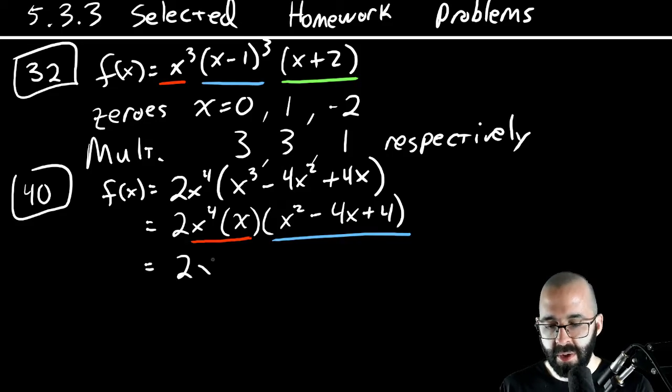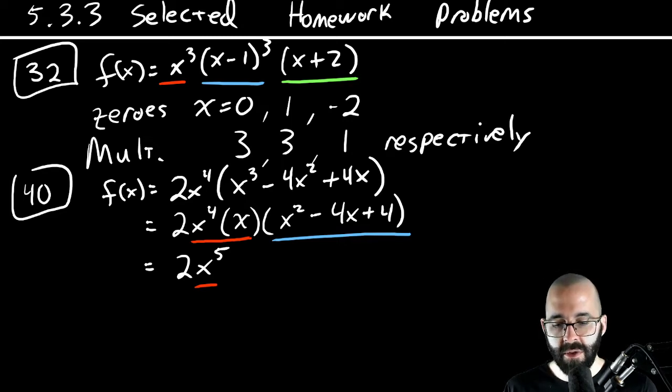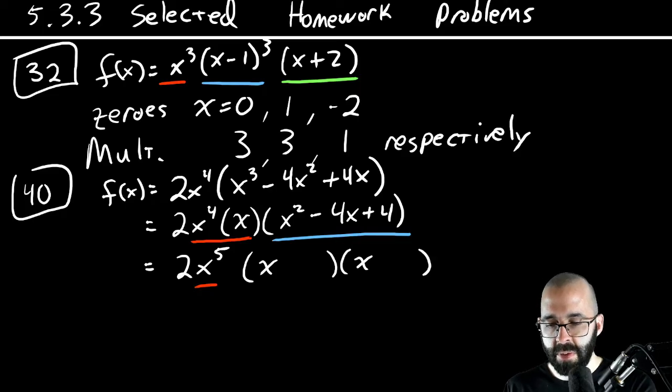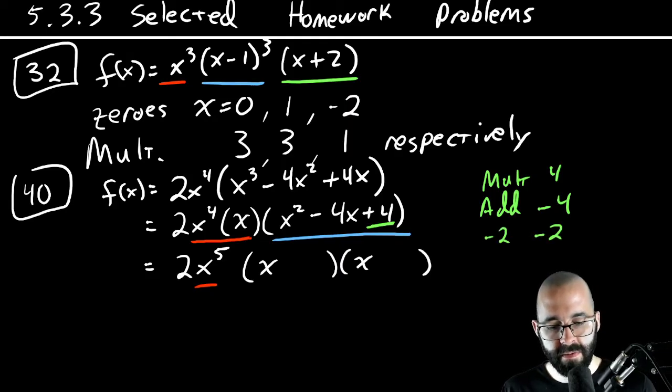The first part just becomes 2x to the fifth. We had 4x's, we're multiplying by another one, now we have 5x's. And the second part can be factored. It's a trinomial with leading coefficient 1. So it's going to look something like x and x like so. We need two numbers that multiply to positive 4, add to negative 4. Our answers are going to be negative 2 and negative 2.